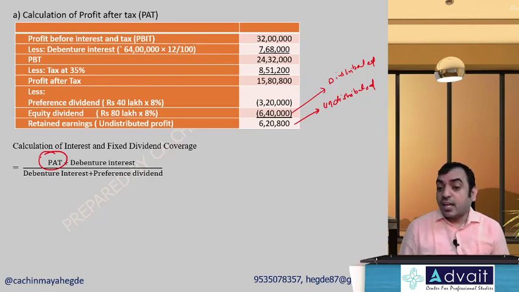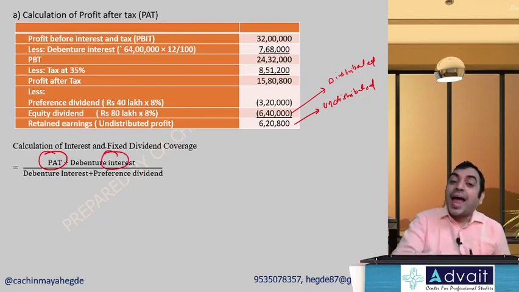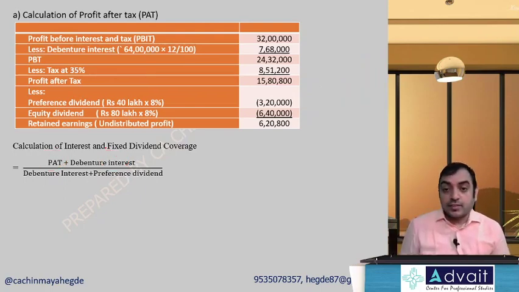But when we say coverage ratio, it has to cover something, right? Now, cover something means before that, but interest is already subtracted. We need before interest, so add back. So profit after tax plus debenture interest. I need not do plus preferential dividend because preferential dividend is yet to be subtracted. So no need to add back that.